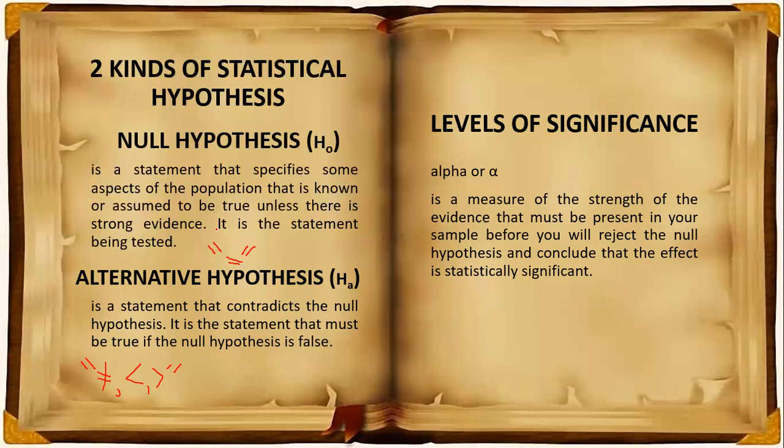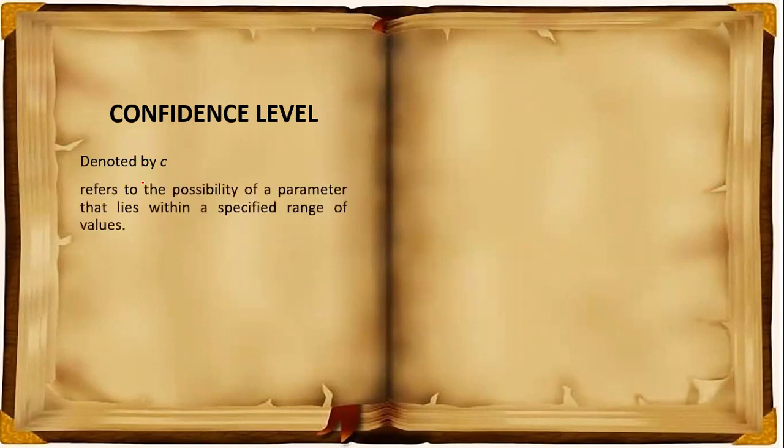Now, let's proceed to the confidence level. So, the confidence level is denoted by C. It looks like a cursive C. It refers to the possibility of a parameter that lies within a specified range of values.